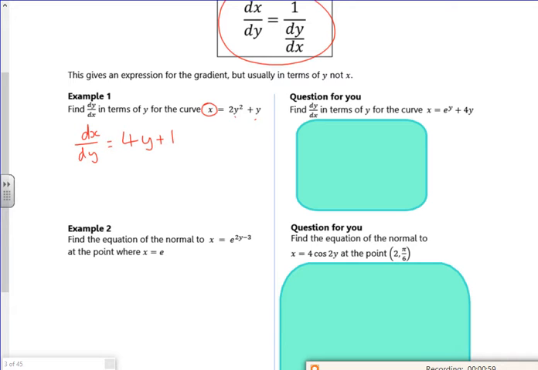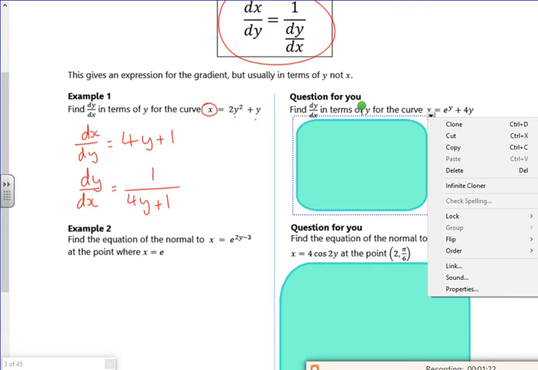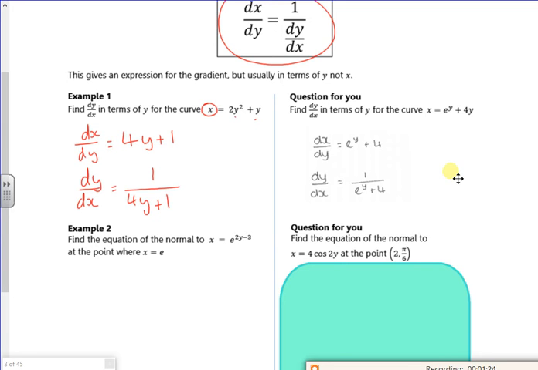Now, the most basic idea is that differentiation is just a gradient. It's just a fraction, and we can flip a fraction. So let's just flip this then. dy by dx now becomes 1 over 4y plus 1, and that is it. Now there's a question for you to have a go at, so let's have a look at that one, see how you do. So just differentiate it, flip it.